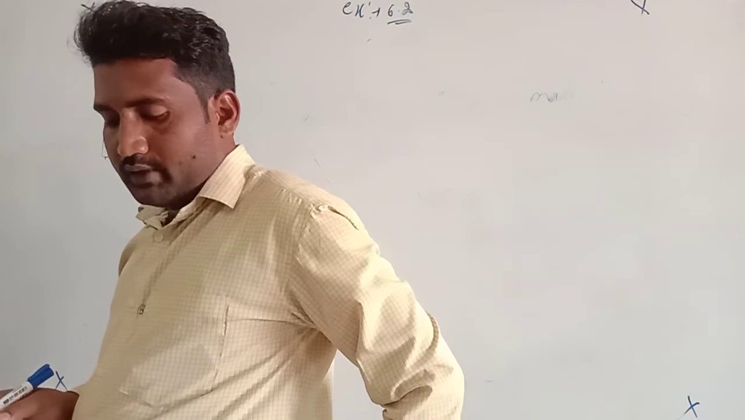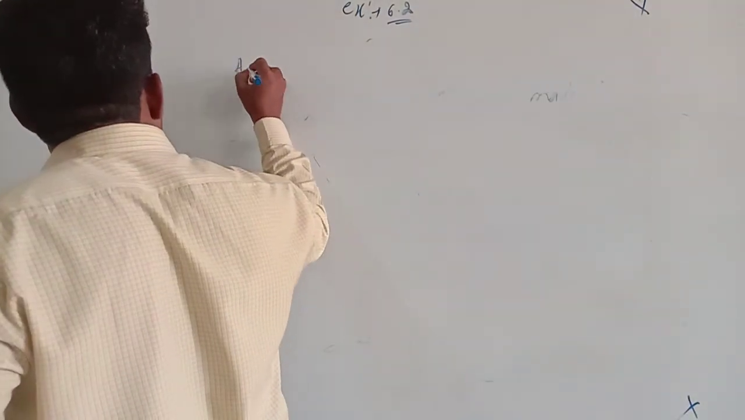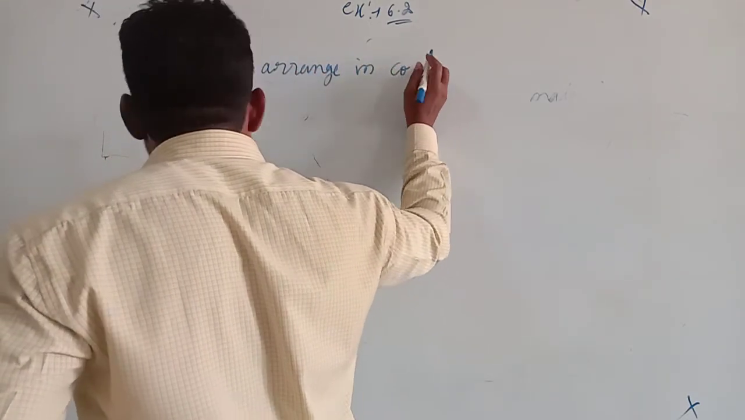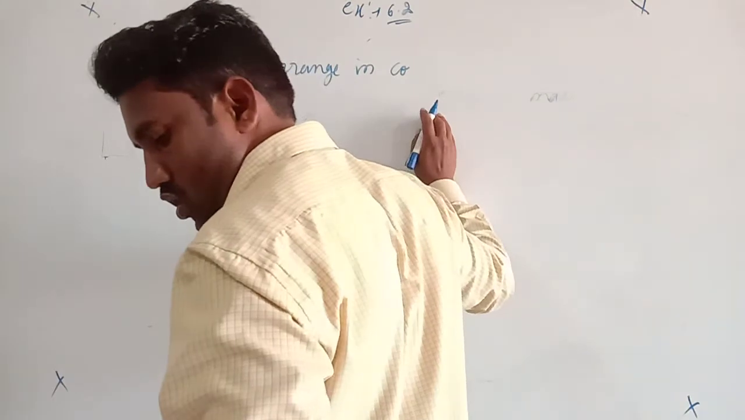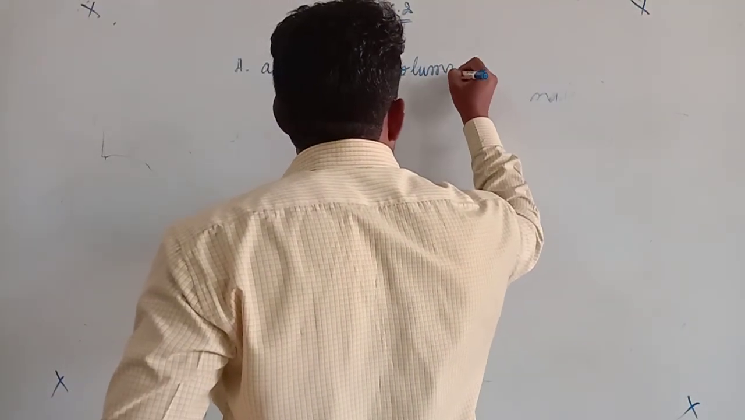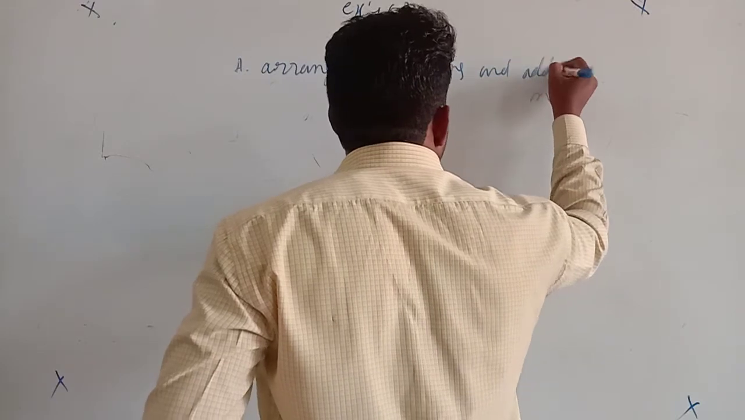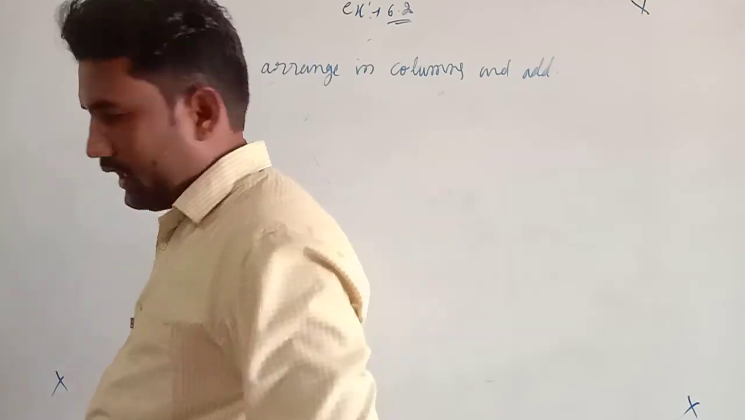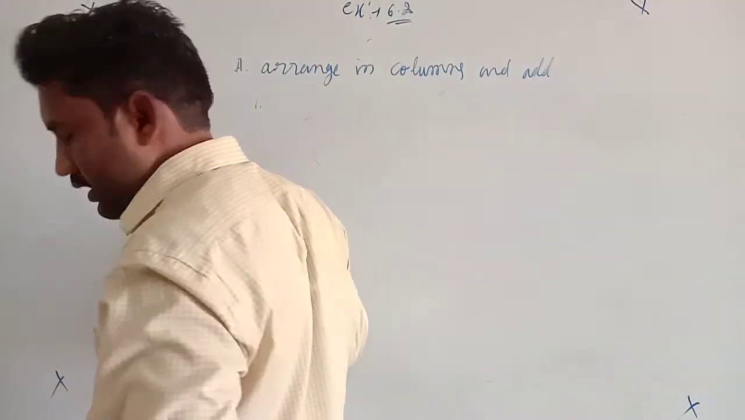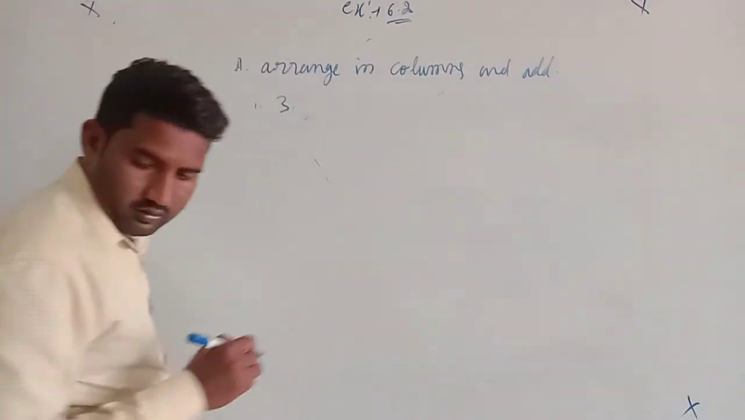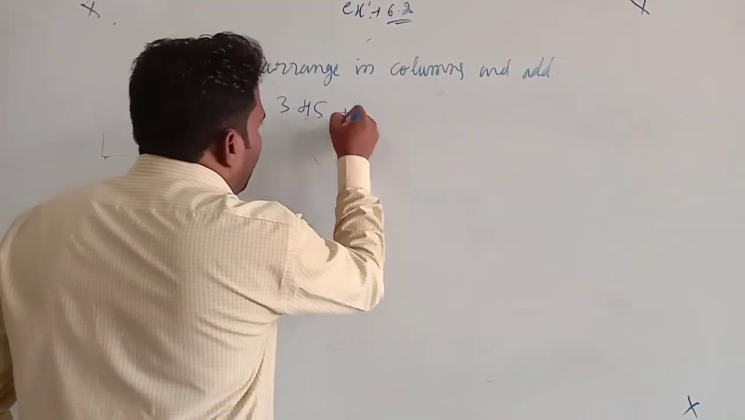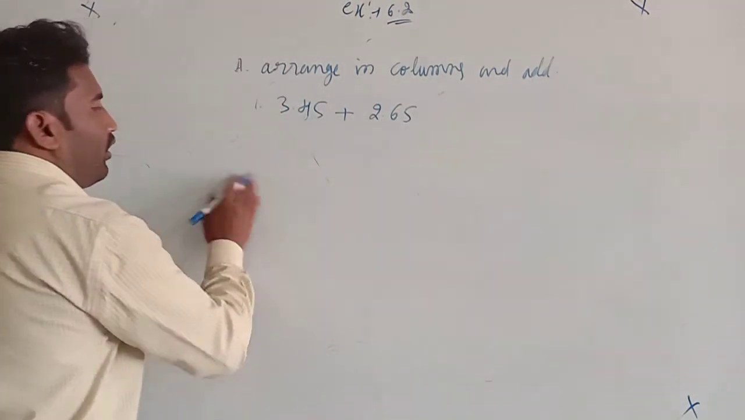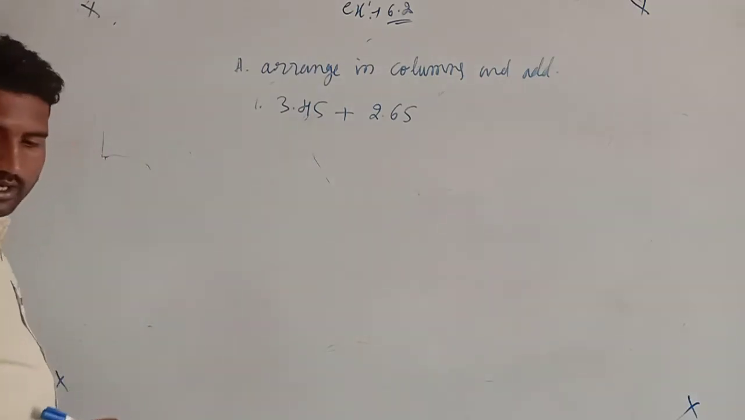Arrange in columns and add. Arrange the given decimals and we should add. So the first one is 3.45 plus 2.65. How should we arrange these numbers in a column?